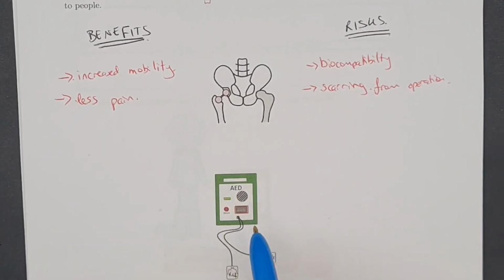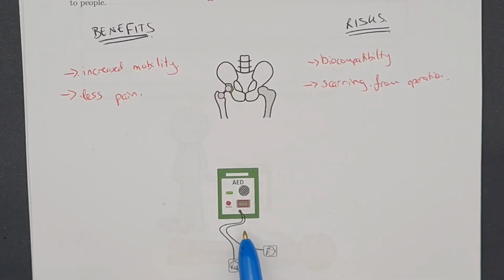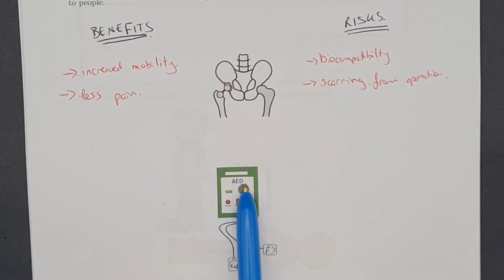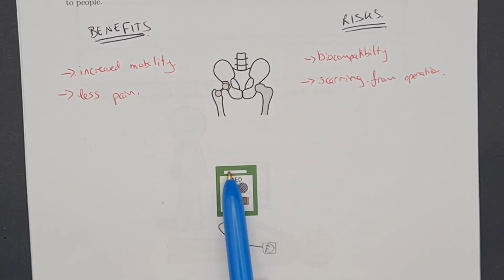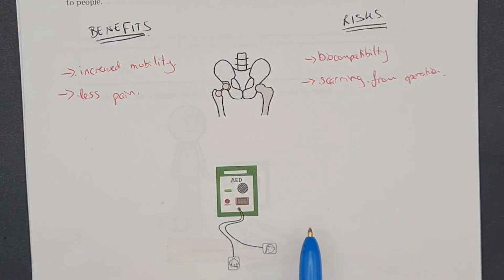Our second medical device here is an AED, an automatic external defibrillator. These are the defibrillators that you see put in public places, and they're meant to be used when ordinary people basically suffer cardiac arrest and they need immediate life-saving help.